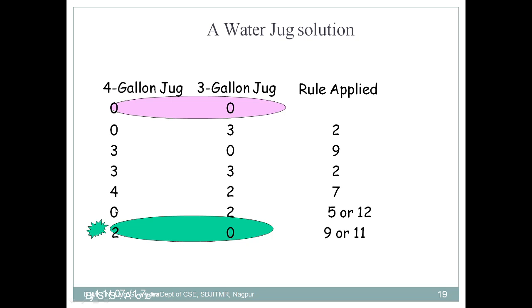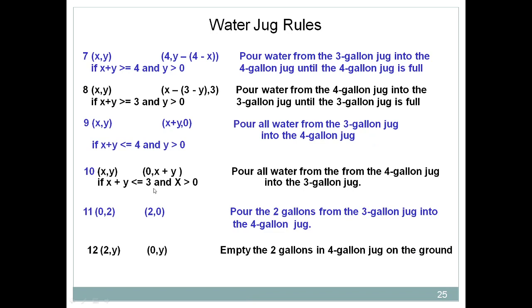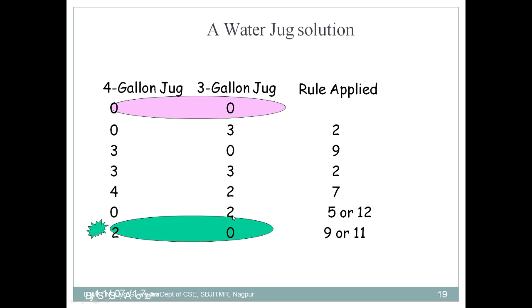that's why you got this 0 2. After that you will transfer the water from 3 gallon jug to 4 gallon jug, that means you will apply rule number 9. Pour all the water from 3 gallon jug to 4 gallon jug because only 2 gallons of water is there. If you are getting confused, just ignore this 12 and 11. Only consider this 5 and 9. So we have transferred all the water from 3 gallon jug to 4 gallon jug. In this way we got this solution.